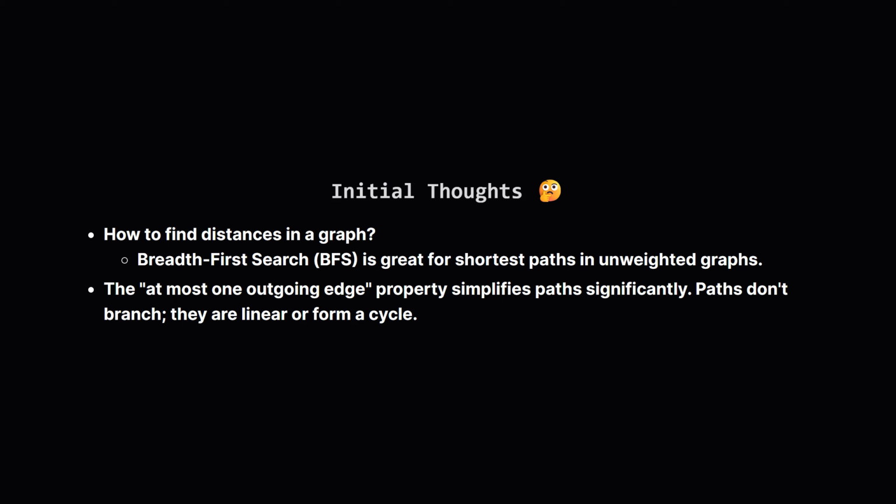Alright, so how do we approach this systematically? The core of the problem is about finding distances in a graph. A common way to find the shortest path in terms of number of edges, which is what we need here, is using a technique called breadth first search, or BFS for short. The fact that each node has at most one outgoing edge is a really helpful hint. It means that if you start at a node and follow the edges, you're tracing a single unique path. You won't have multiple choices at each step. This path might eventually lead to a cycle, or it might end if it hits a node with no outgoing edge. This structural property makes finding paths pretty straightforward.